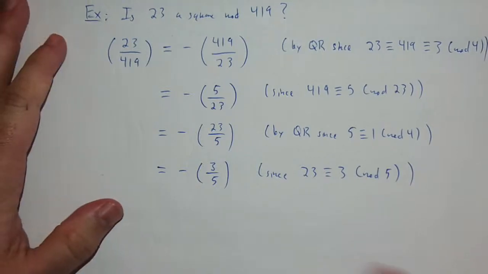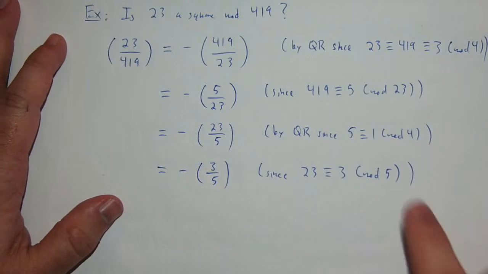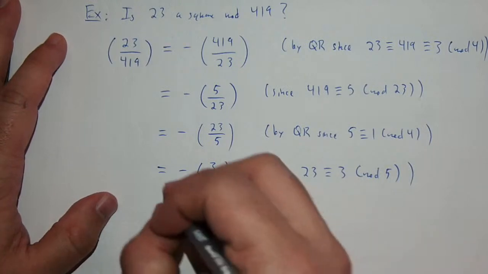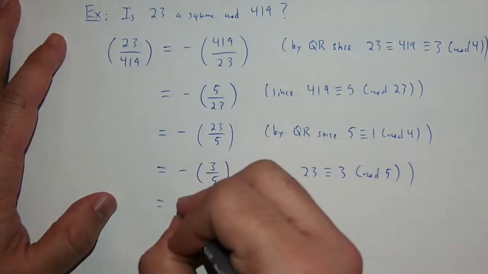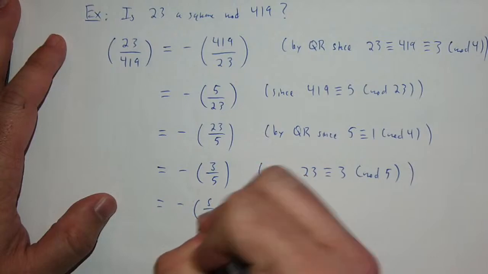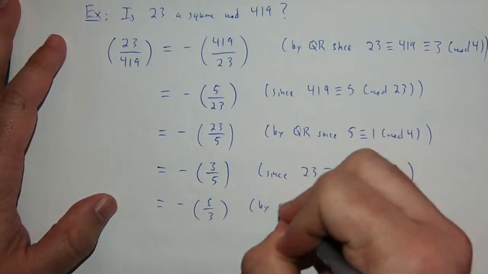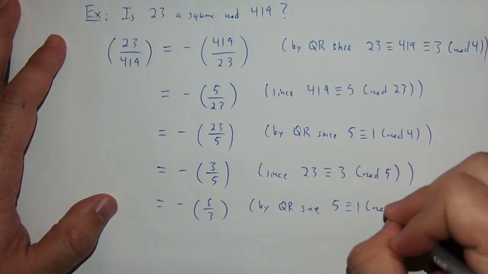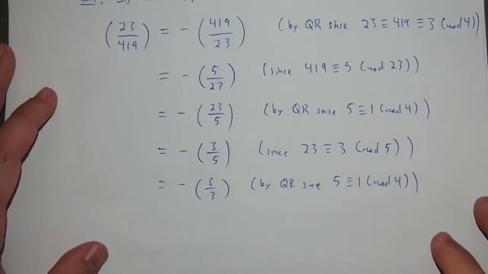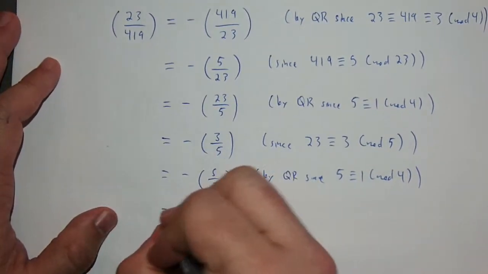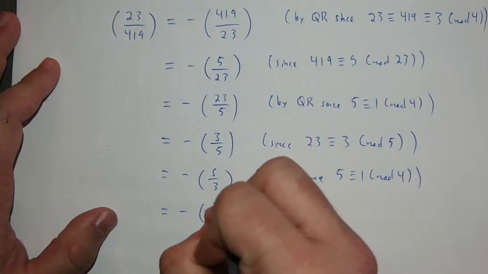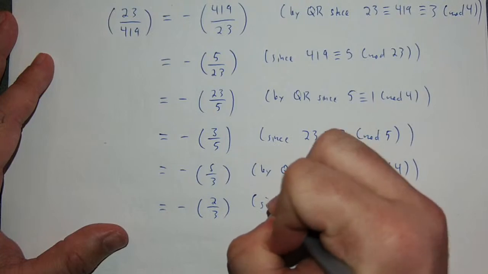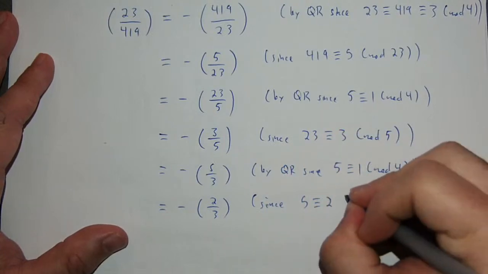All right. But again, I still have 5 involved here, which of course is still congruent to 1 mod 4. So I can flip again without changing my sign here. So this is minus 5 on 3 by quadratic reciprocity, since, again, 5 is congruent to 1 mod 4. Reducing again, this is minus 2 on 3, since 5 is congruent to 2 mod 3.